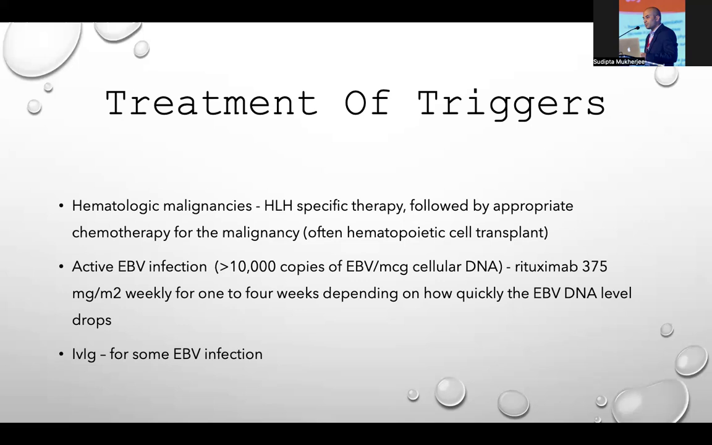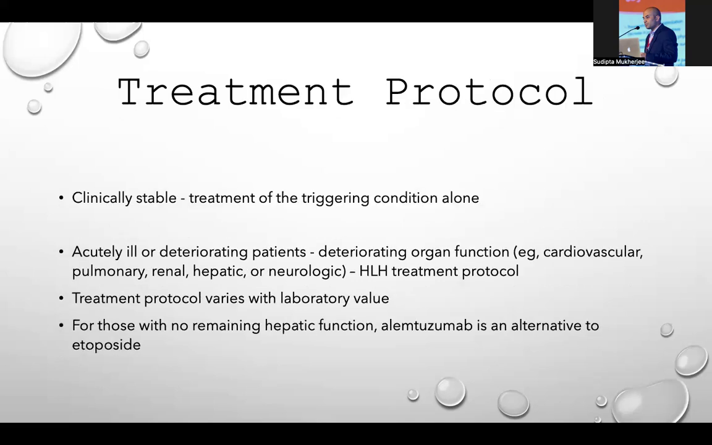If the patient has an active EBV infection, that is more than 10,000 copies of EBV per microgram of cellular DNA, then the treatment is rituximab, a weekly dose for 1 to 4 weeks, depending on how quickly the EBV level is coming down. If we are not able to give rituximab for some reason, we have to consider IVIG.